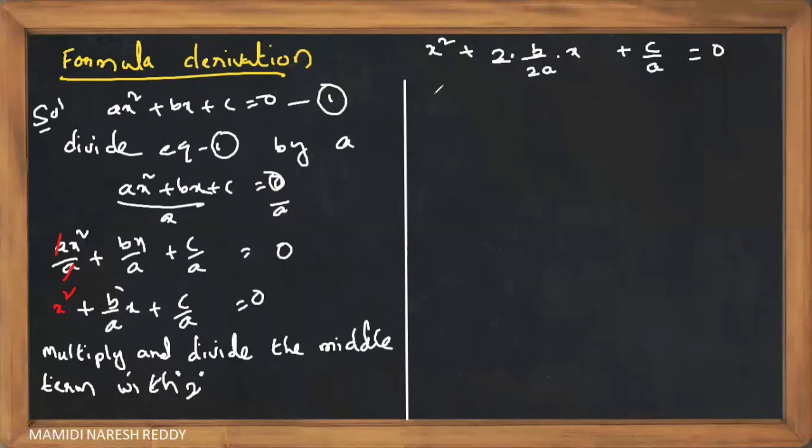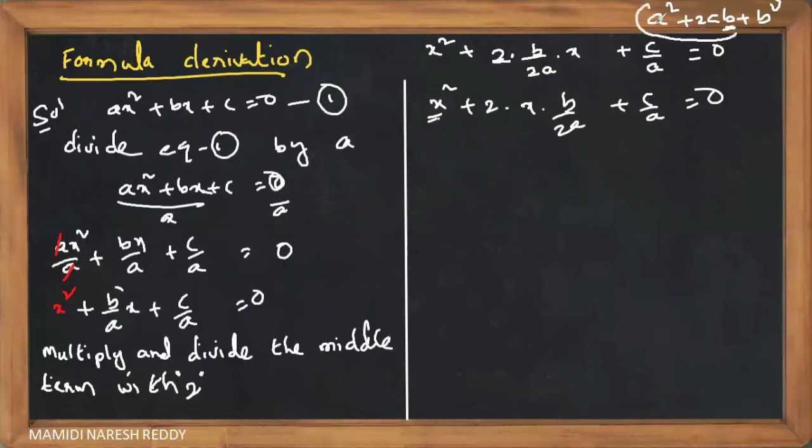Now let's see, children. x square plus 2 into x into b by 2a plus c by a is equal to 0. Why? Because, children, if you compare this entire equation with a square plus 2ab plus b square, in the place of a we have x, and in the place of b, what do we have, children? Wonderful. Now these two terms are completed. Our task, 80% of the task, is completed. Now the 20% is b square. We need to get the b square.